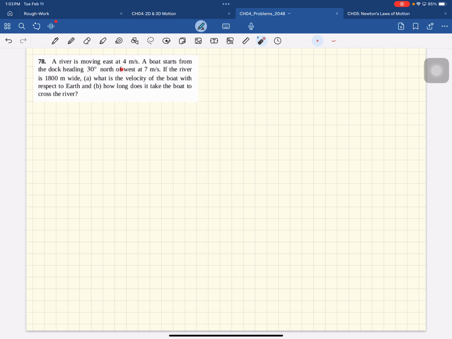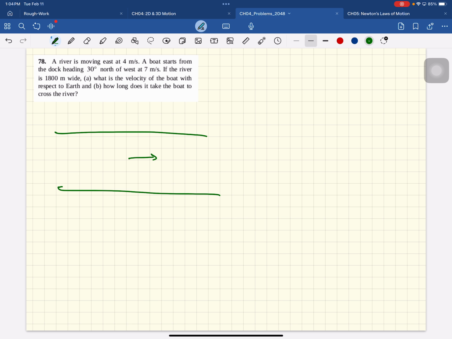So a river is moving east at 4 meters per second. A boat starts from the dock heading 30 degrees north of west at 7 meters per second. If the river is 1,800 meters wide, this is a little more than a mile. 1,600 meters is a mile. Okay, so from here to the airport, that's a wide river. What is the velocity of the boat with respect to Earth, and how long does it take the boat to cross the river? Okay, so let's do a diagram.